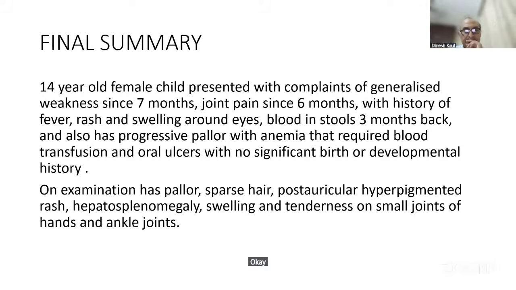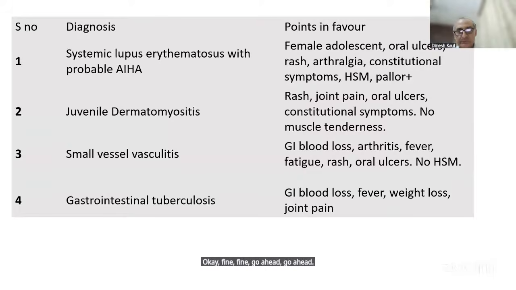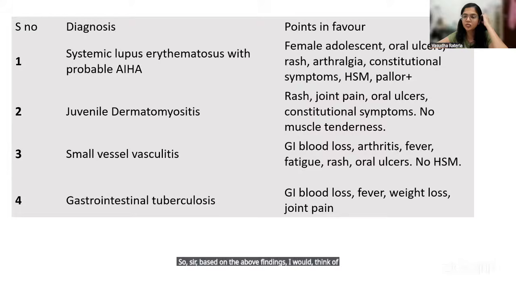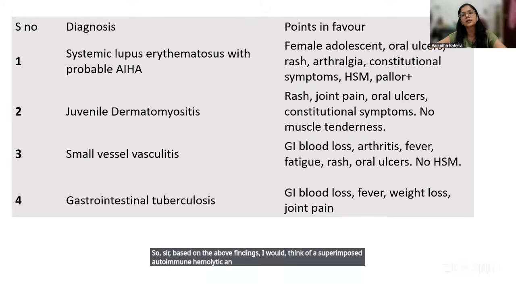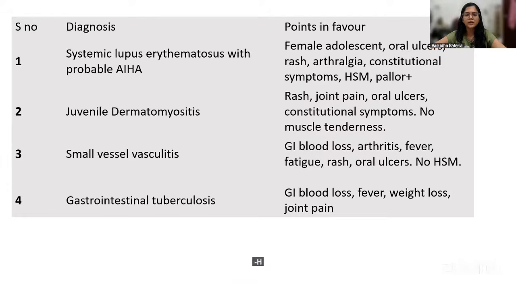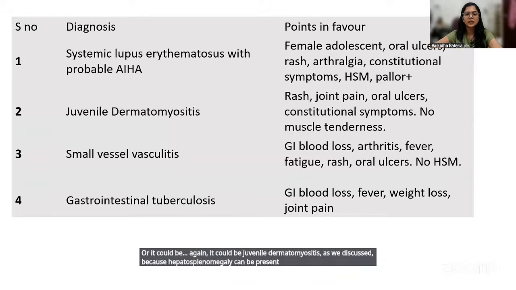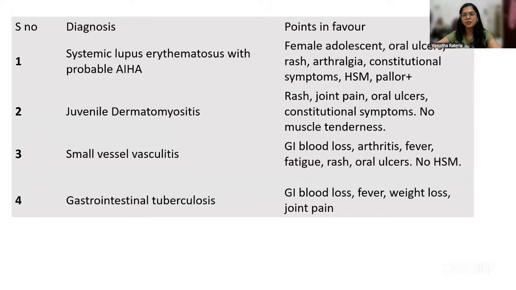So, based on the above findings, I would think of a superimposed autoimmune hemolytic anemia that could be associated with a condition like SLE. Or it could be juvenile dermatomyositis as we discussed, because hepatosplenomegaly can be present, either due to anemia or due to the disease per se. It could be present in that.